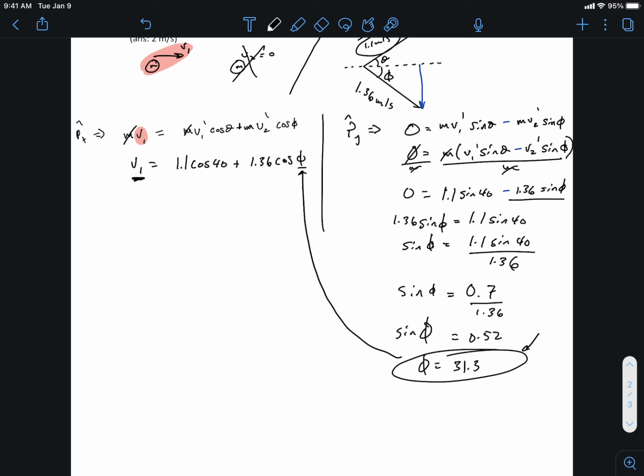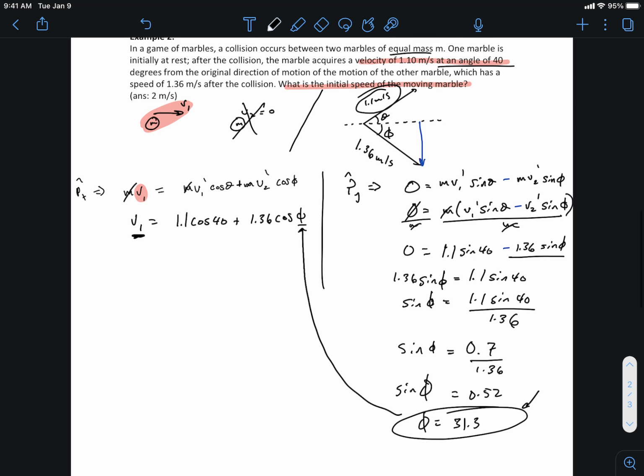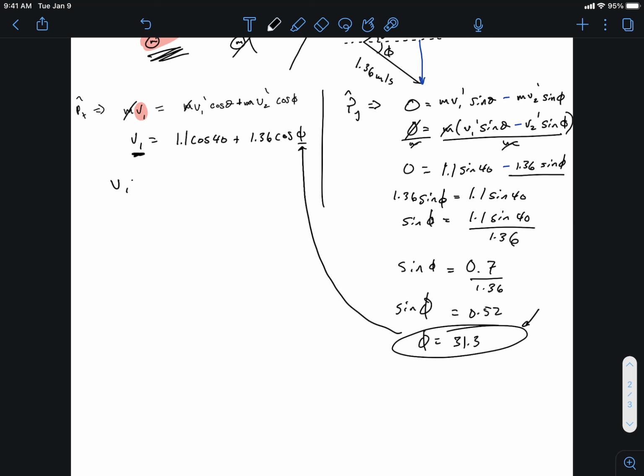We don't need, because we're asking about the speed of the object, we know its velocity is, well, it could be traveling in the east direction. You could make it a velocity, but it only asks for what the initial speed is, right? Because it's traveling horizontal or perpendicular to the Cartesian grid, right? And so we can go down here and say V1 is equal to 1.1 cosine of 40 plus 1.36 cosine 31.3.